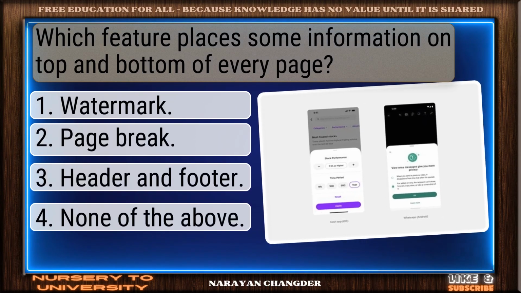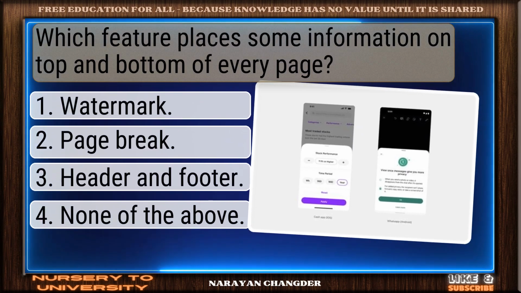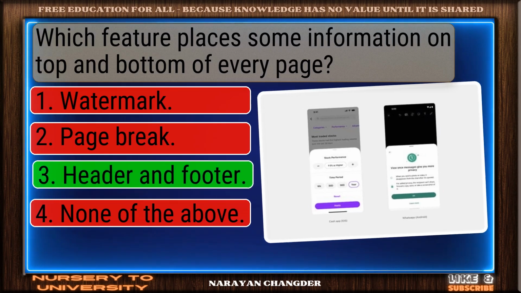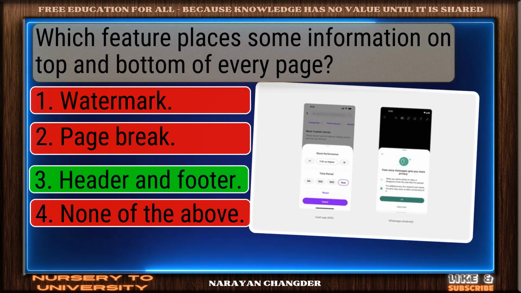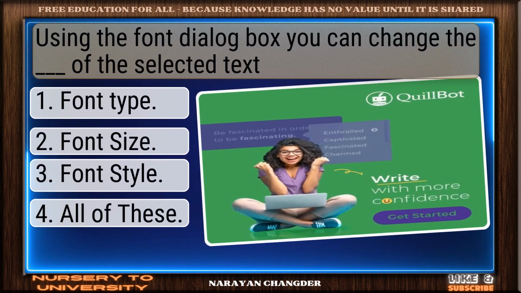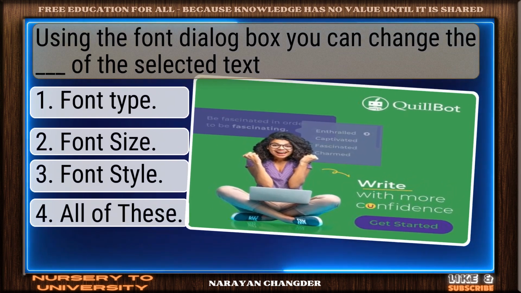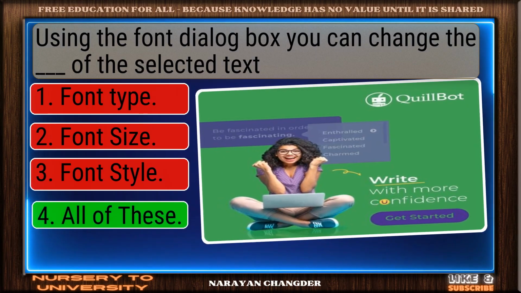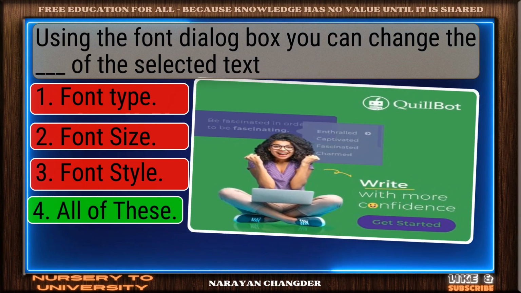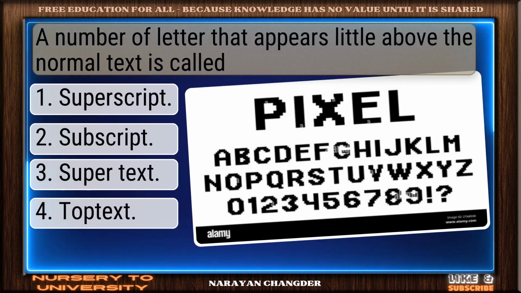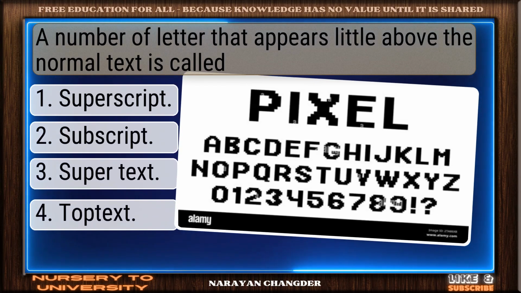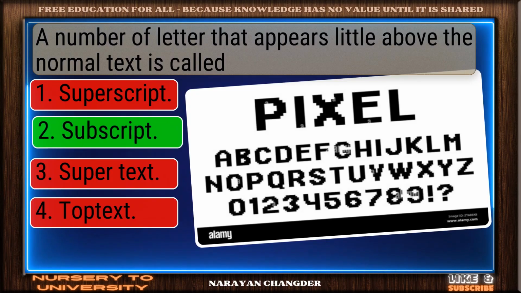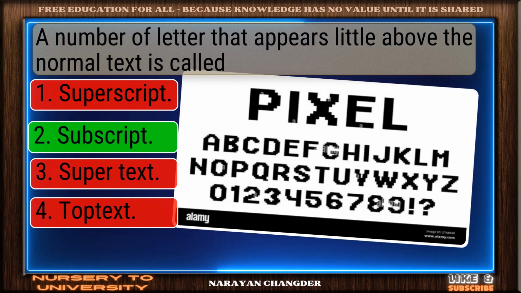Which feature places some information on top and bottom of every page? Perfect. Header and footer is the correct choice. Using the font dialog box, you can change the style of the selected text. Nicely done. All of these is a solid answer. A number of letters that appears little above the normal text is called. Excellent choice. Subscript is the right answer.